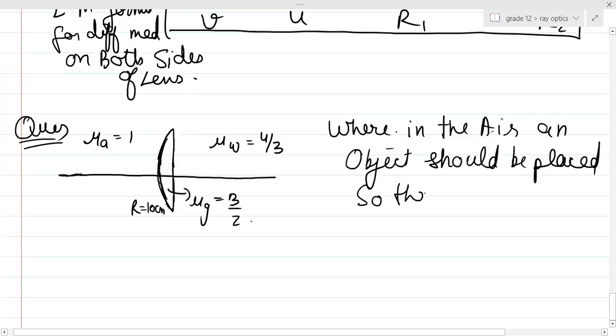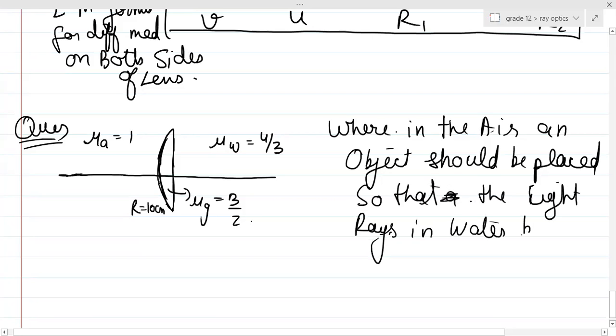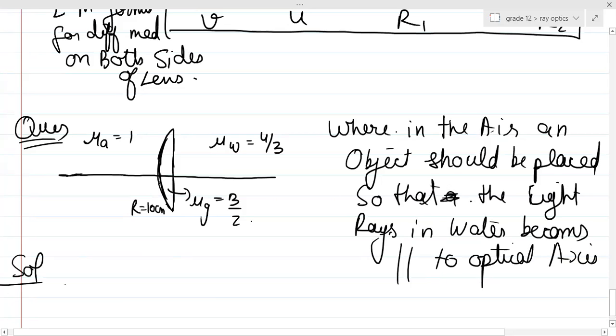So that the light rays in water become parallel to the optical axis. Is it clear? So the question is basically this: where shall an object be placed in air, let's say at a distance x? So you need to find this x. At a distance x, an object shall be placed so that the final rays which are coming out of this surface are basically parallel to the optical axis. This is what the question is.